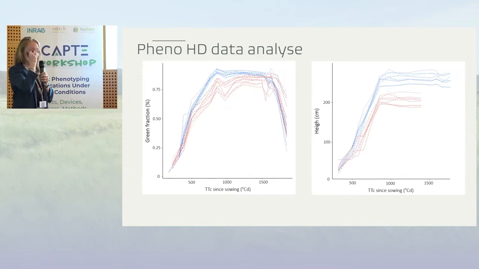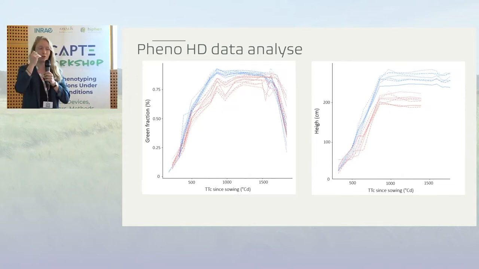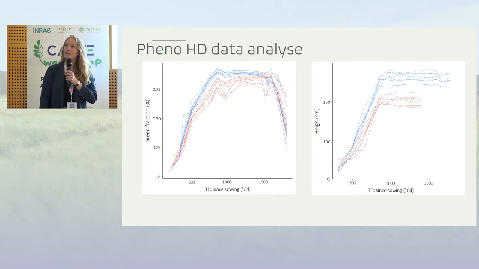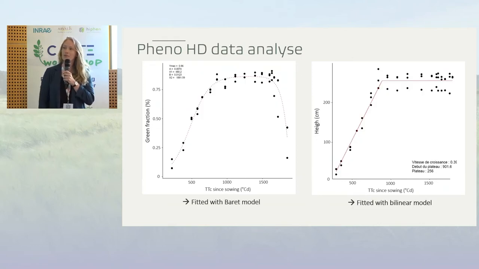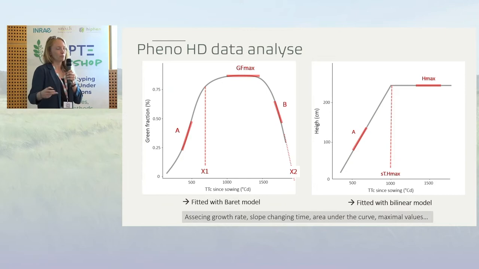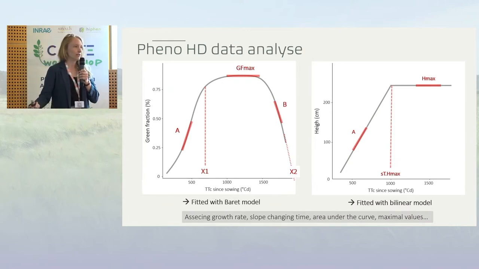If we took the data, I chose to focus only on simple phenotyping data, so green fraction seen above, and height calculated with the LIDAR. This is raw data, and we fitted them with the famous FRED model on one side, and with the bilinear model on the other one, allowing us to have many parameters like the slope, maximum value, the time at which the slope is changing, the area under the curve, maximal value at one stage, etc., etc. That's the beauty of dynamic traits, is that you can have many, many parameters to work with.